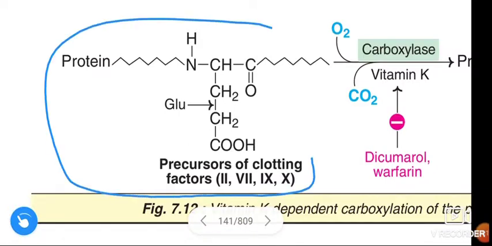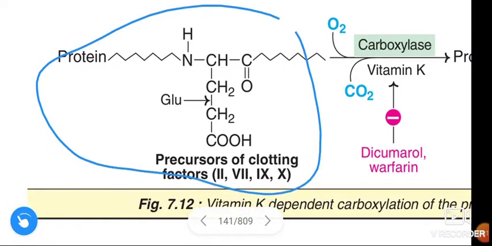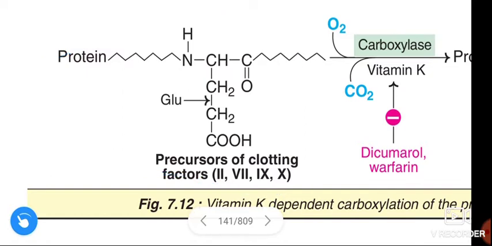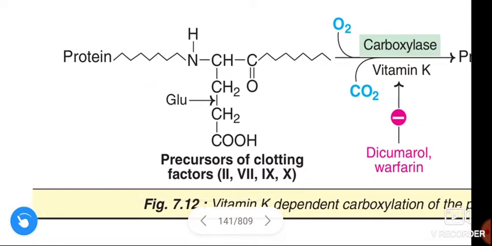See this structure. These are the glutamic acid residues. Here Glu indicates glutamic acid. These glutamic acid residues are present in the protein. This is the protein structure, and these glutamic acid residues are present in the protein, and we consider the carboxylation of these glutamic acid residues.